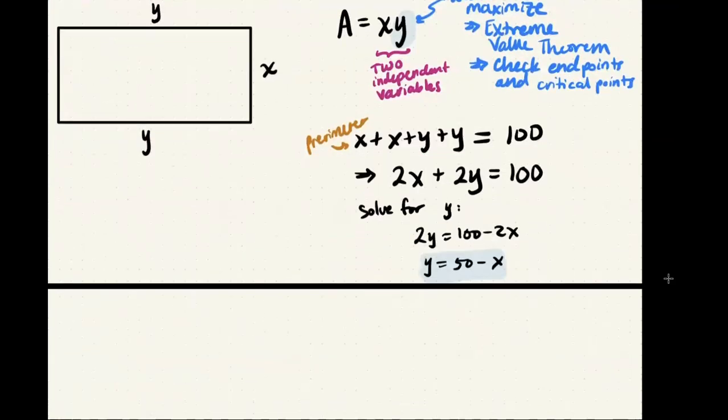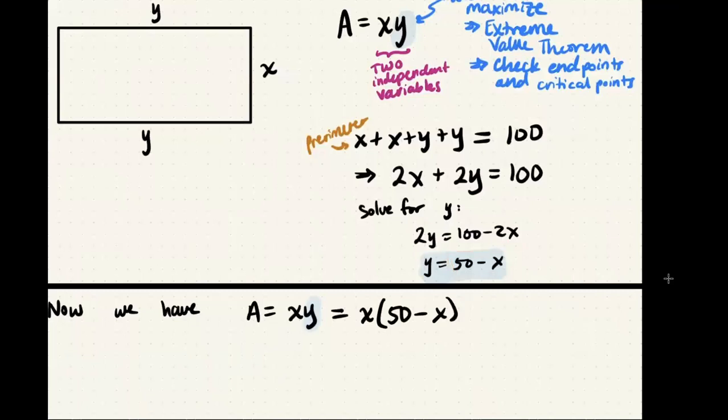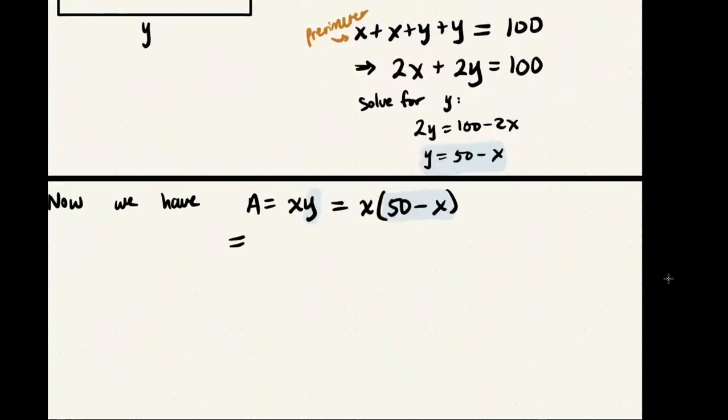I guess I could scroll down a little bit. Now we had area is x times y, but instead of y, I'm going to say that's x times this quantity that I just found, 50 minus x, because I just found that if my rectangle has perimeter 100, then y is equal to 50 minus x. So I'm replacing y with that expression. This tells me that the area is equal to 50x minus x squared.